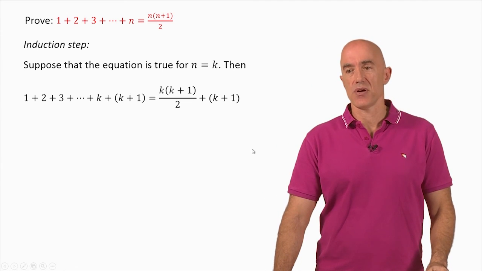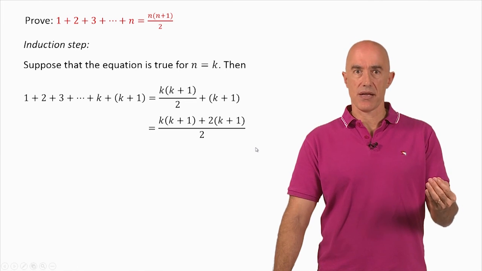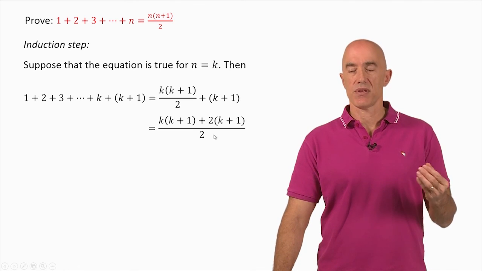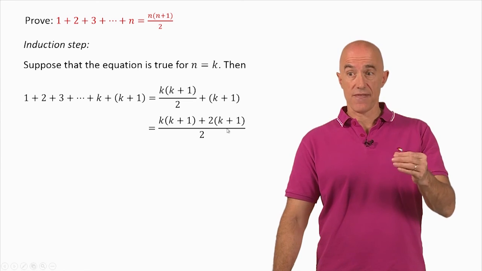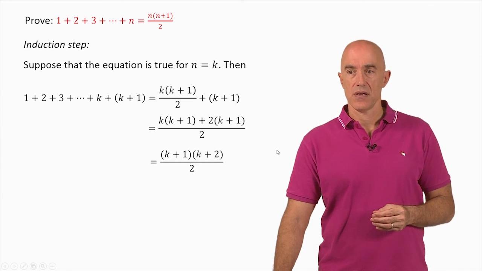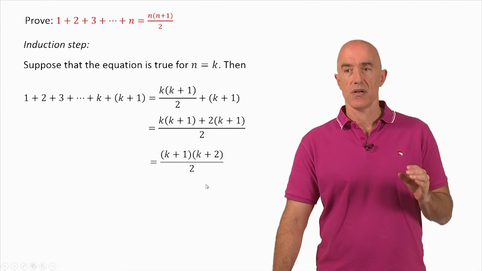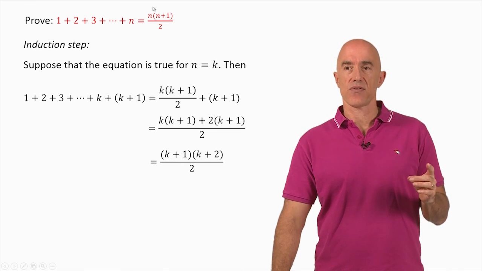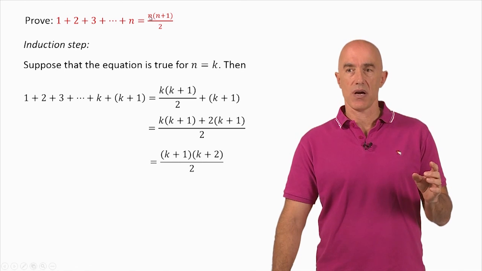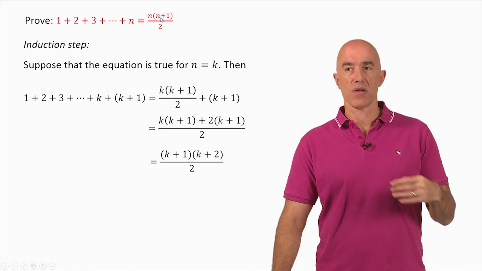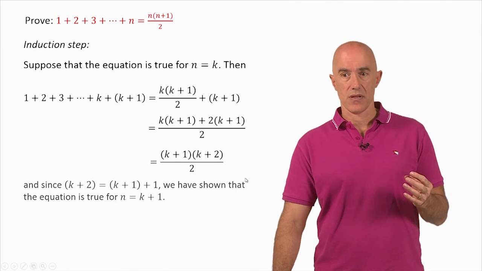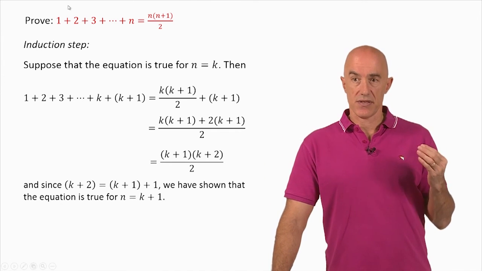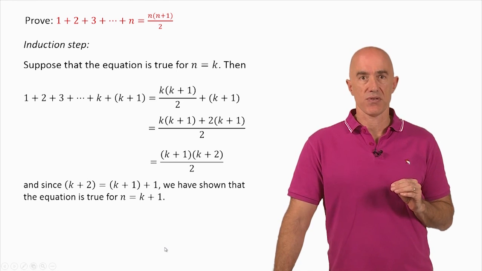We can then do some algebra here. We put them under a common denominator, so we have k times k plus 1 plus 2 times k plus 1, divided by 2. We can then factor out k plus 1, so we have k plus 1 times k plus 2, divided by 2. At this point, we can see that this is, in fact, the right-hand side. When n equals k plus 1, then n plus 1 is k plus 1 plus 1, or k plus 2. So we have shown that this equation is true for n equals k plus 1.